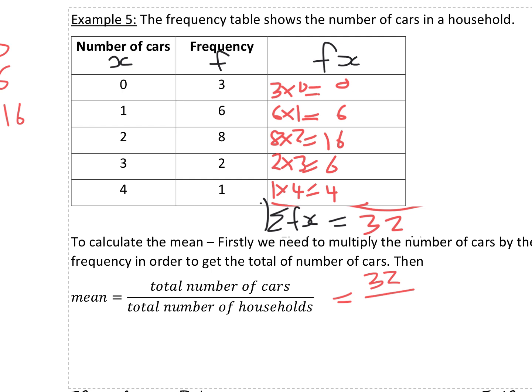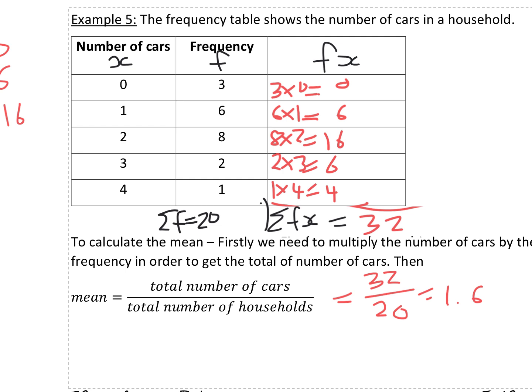Okay. If you sum the F column, what is that called? Well, the sum of fx was sigma fx, so the sum of f will be sigma f. We add these together and we get 20. So there are 32 cars in total, divided between 20 households. So that would be 1.6 cars per household.